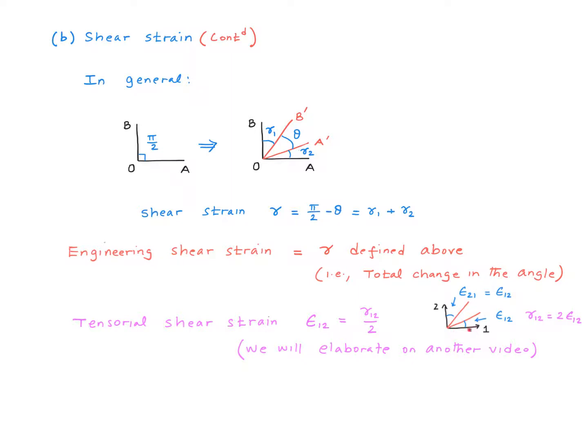Like for example, if I take two axes, axis 1 and 2, the tensorial shear strain epsilon 1, 2 between the two is gamma 1, 2 divided by 2. Geometrically, this angle right here is epsilon 1, 2. This angle is epsilon 2, 1, but it can be shown to be equal to epsilon 1, 2, and therefore gamma 1, 2 is 2 times epsilon 1, 2. Anyway, we'll pick up on this later.